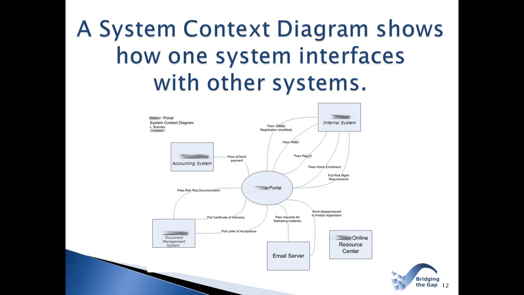So next, let's talk about system context diagrams. In today's information-rich world, it's very common to have multiple systems sharing data or passing data back and forth.